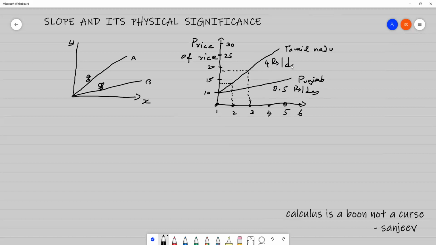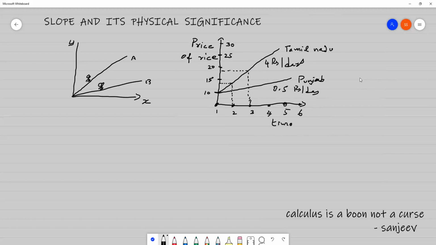So what we understand is the slope of the line is nothing but the rate at which some quantity changes with respect to some other quantity. In this example, this quantity is price and this quantity is time. It is the rate at which the price increases with respect to time. But it can be anything. This x-axis could be distance and this could be temperature.